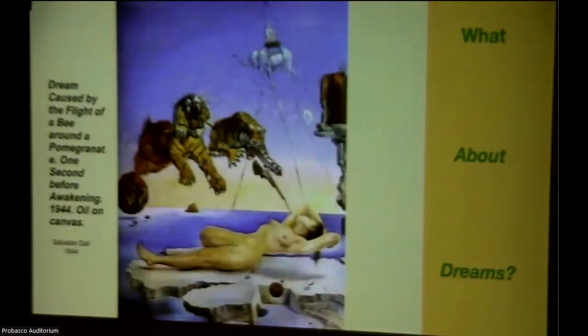Now, I wanted to show this slide before I started with the systemic thing, just to give you a little bit of a breather. This is a painting by Salvador Dali. It's a dream caused by the flight of a bee around a pomegranate one second before awakening. As you can see, it's a rifle with a bayonet pointing to her face. This woman is gonna be awake in a second.